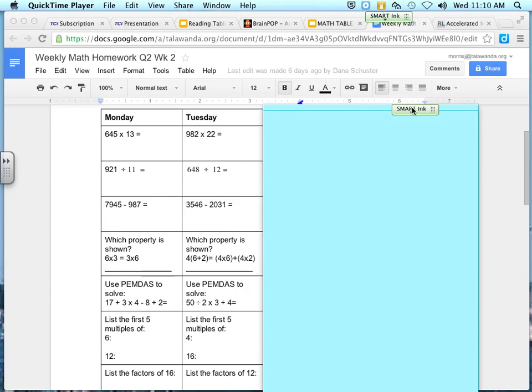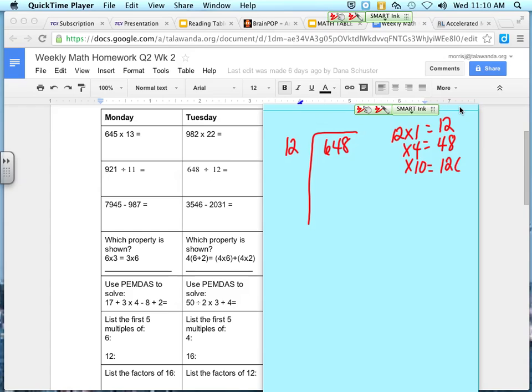Next problem, division problem. Who worked on the division problem? Courtney, let's see how she did. 648 divided by 12. She did her multiples of times 1, times 4, and times 10. 12 times 1 is 12. 12 times 4 is 48. 12 times 10 is 120. Okay? We're still sort of far away from 648, so what could we do?